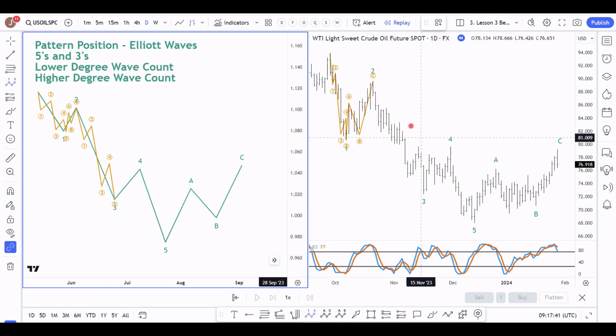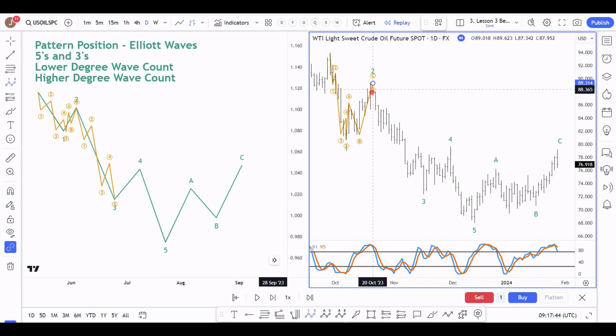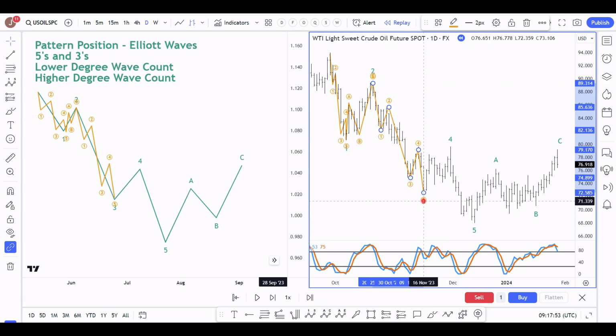So what about this over here? Well, over here we've got this initial impulsive move down, a wave 1, a wave 2, we've got some type of wave 3, wave 4, and a wave 5 of a wave 3. And this is 2 degrees of wave counts.